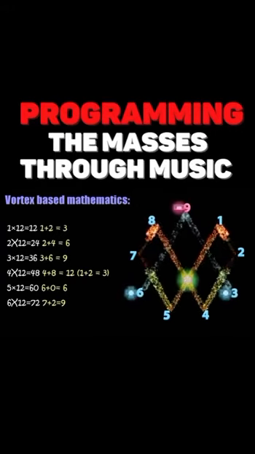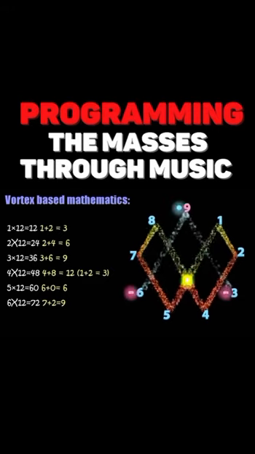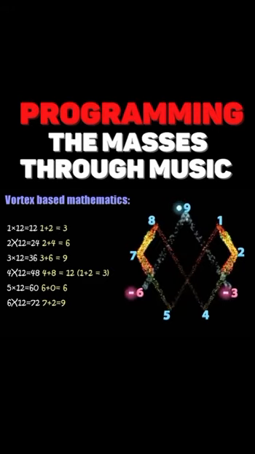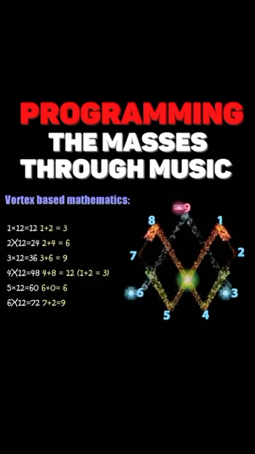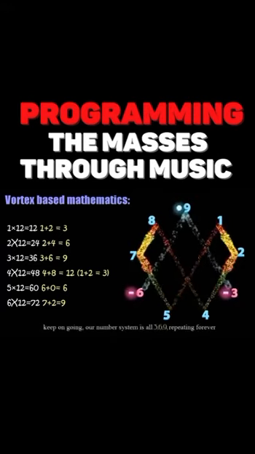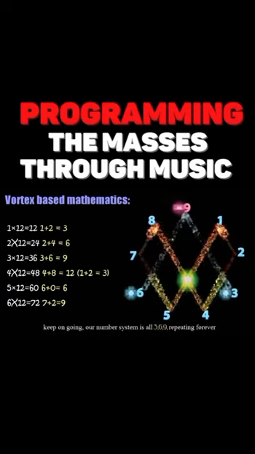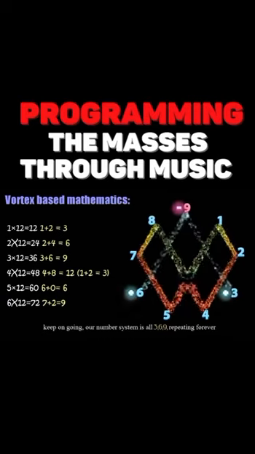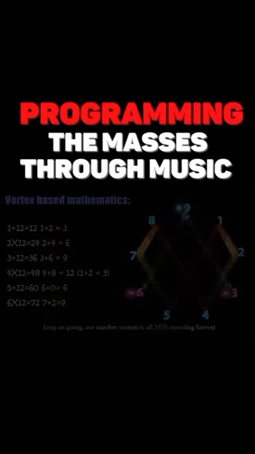5 times 12 equals 60. 6 plus 0 equals 6. 6 times 12 equals 72. 7 plus 2 equals 9. Now if you keep on going, you'll notice that our number system is all 3, 6, and 9, repeating forever. The numerical coincidences are too compelling.